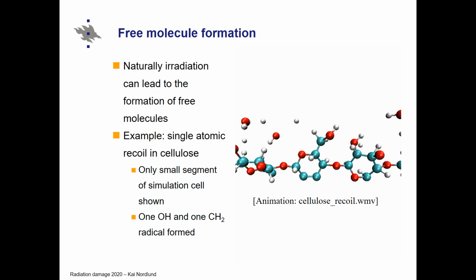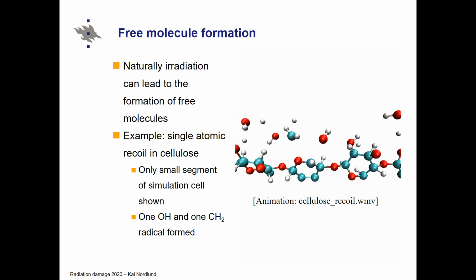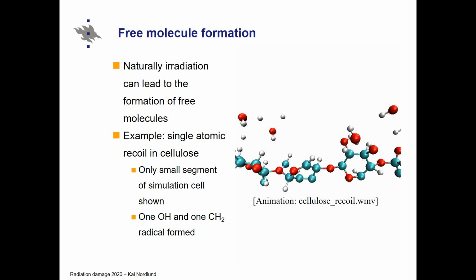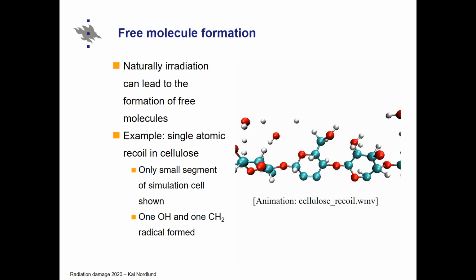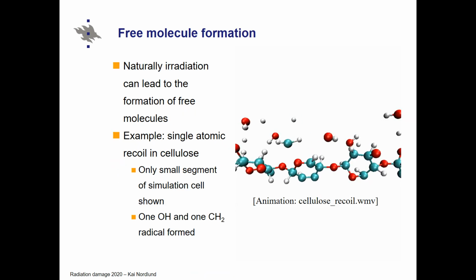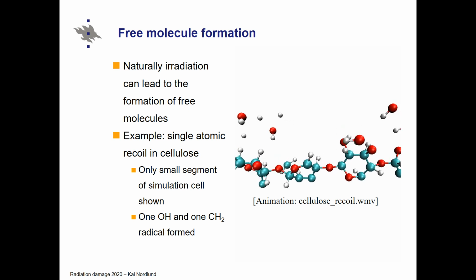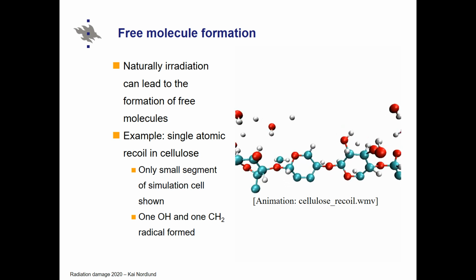Also, and especially if you have more complicated molecules, you can lead to free molecules or radicals. This is an example in cellulose: if you have a single atomic recoil, which could be introduced by gammas or electron irradiation, you can then kick an atom out, and this can lead to the formation of radicals. In this case, if we run this again, you see that one OH and one CH2 radical were formed. So this here is the OH, and this is the CH2 radical, which were formed in this particular recoil event.